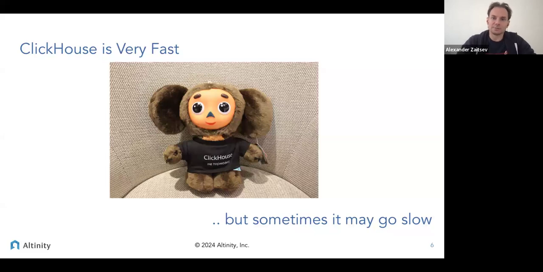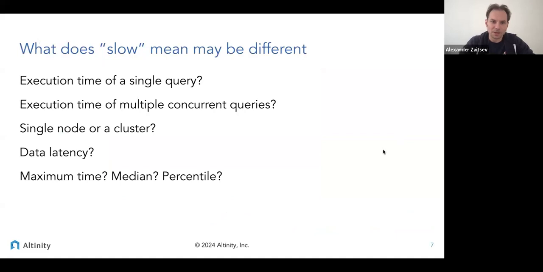So let's talk about performance. You know that ClickHouse is very fast. "ClickHouse не тормозит" in Russian is one of the famous ClickHouse slogans, but sometimes it may go slow in certain cases. And the definition of slowness might be very different depending on a different use case or your view on performance. What does slow mean?